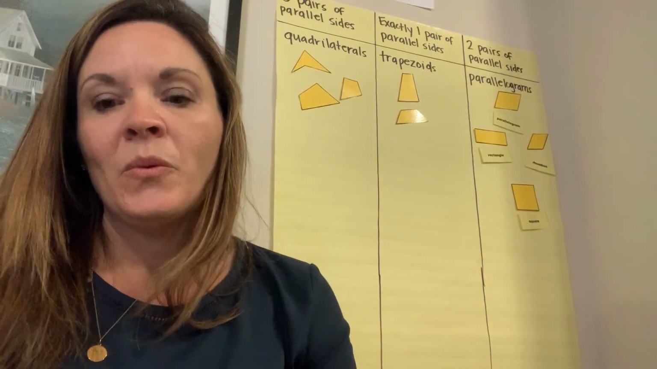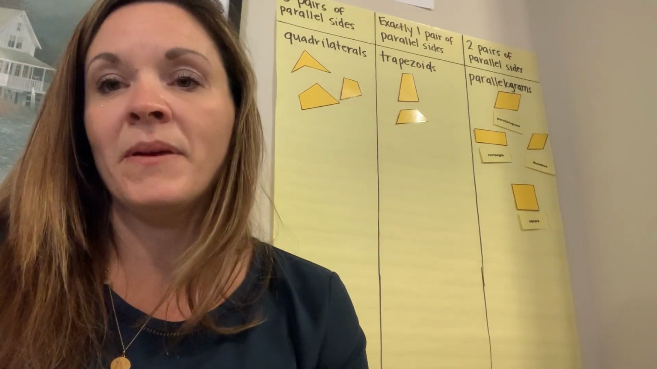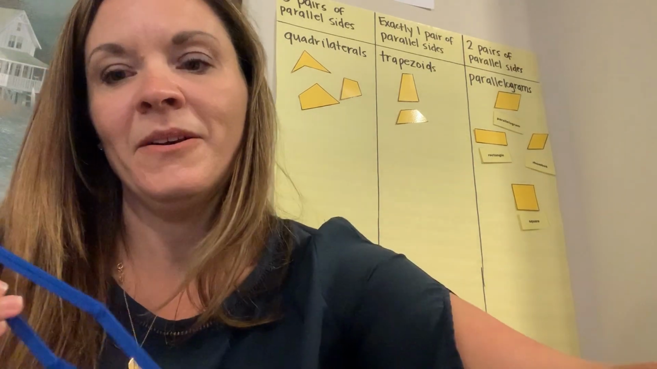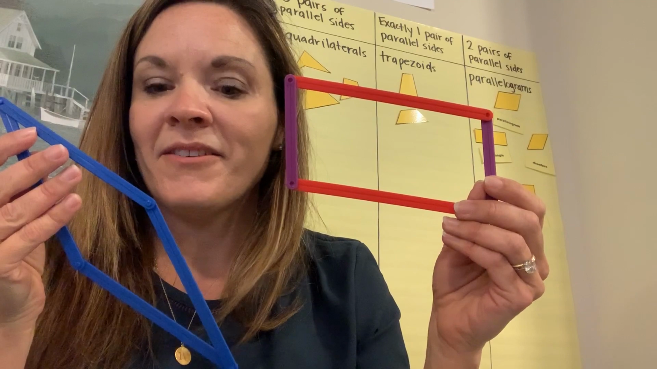To review, we can classify quadrilaterals by their number of pairs of parallel sides. We can further classify parallelograms by their sides and their angles.